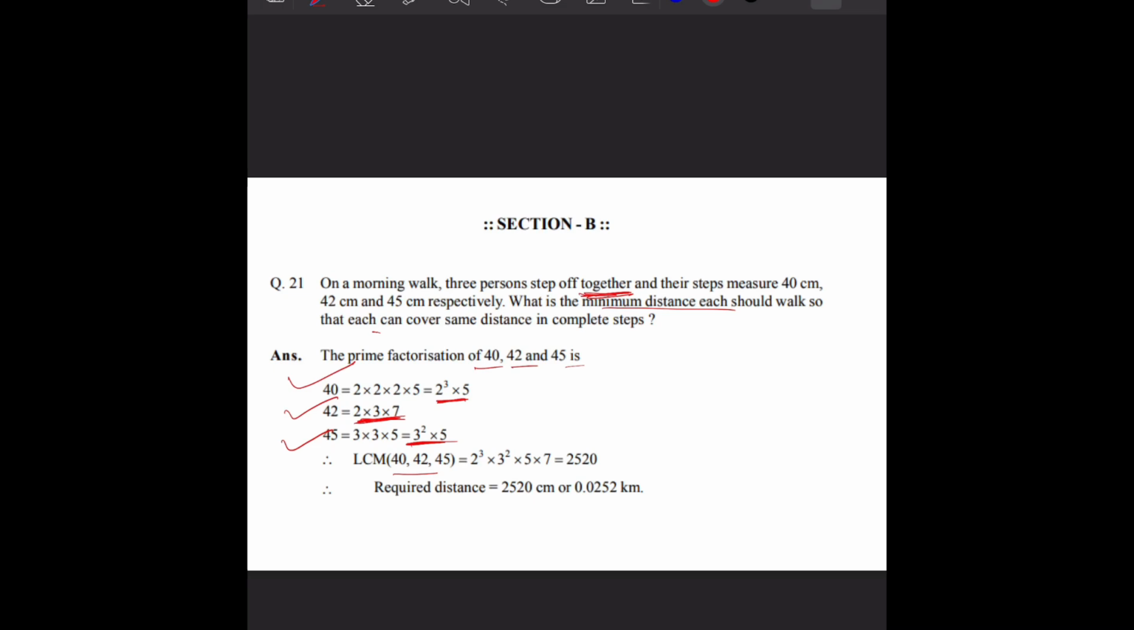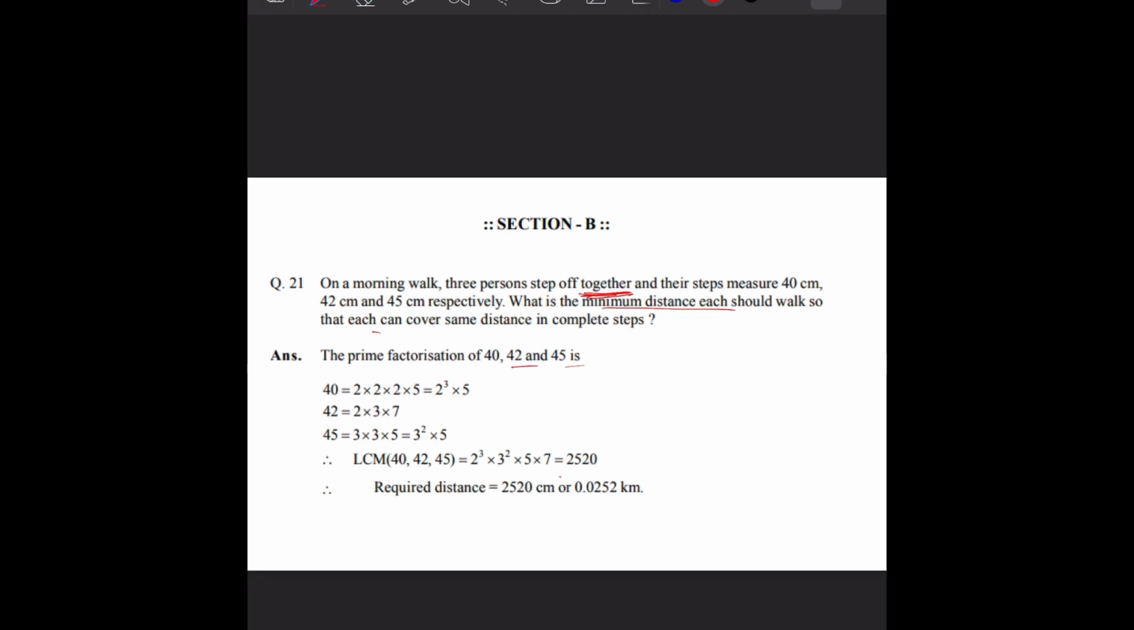The LCM of 40, 42, 45. How do we find out LCM? First, we take out the common factors, that is 2 cube, 2, और इन दोनों में से सबसे बड़ा जो है वो लिखा जाएगा. Then there will be 3 and 3 square, इनमें से जो सबसे बड़ा है वो लिखा जाएगा. Then 5 and then 7. So by calculating that, you got 2520.